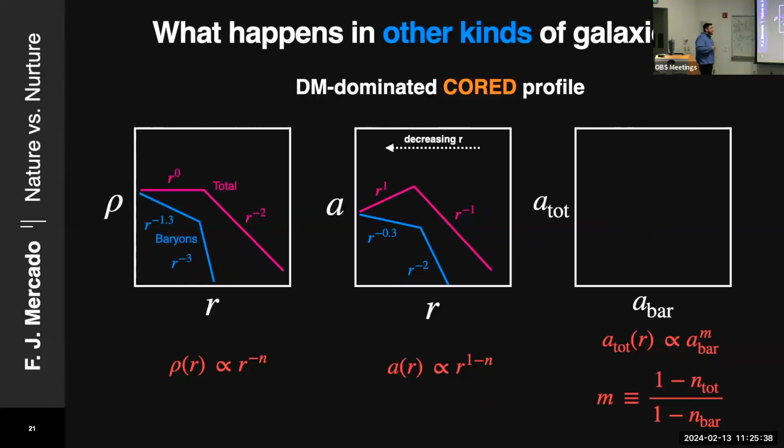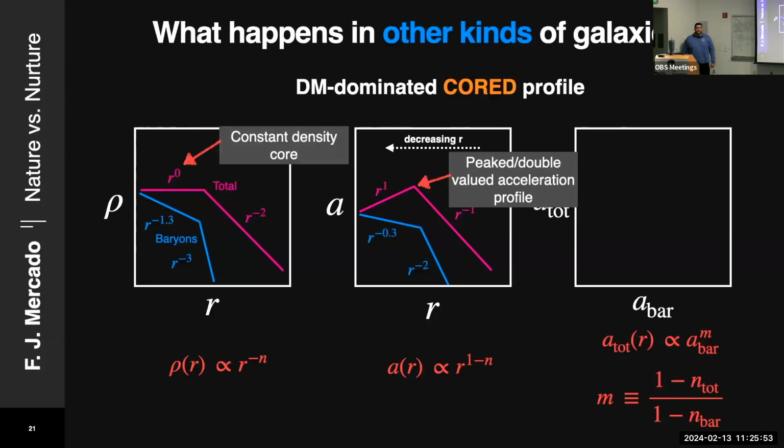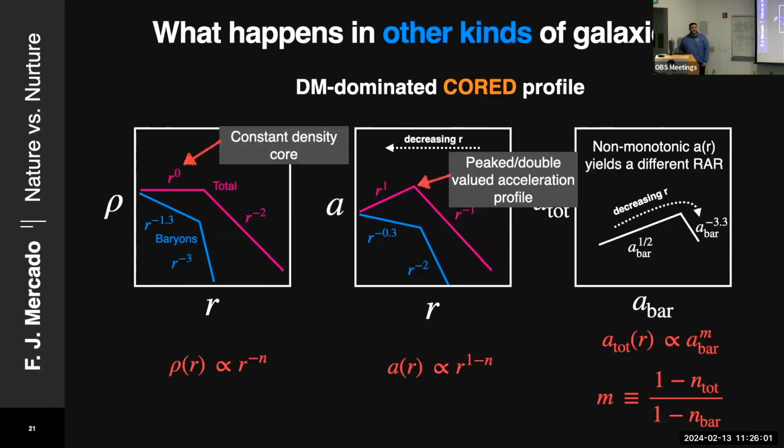Finally, if we look at dark matter-dominated galaxies that have cored inner profiles, right, you have this flat inner dark matter density, or excuse me, total density profile, then you get something different, right? For a constant density core, you get a peaked or a double-valued acceleration profile. And this change in the profile is enough to change the radial acceleration scaling.